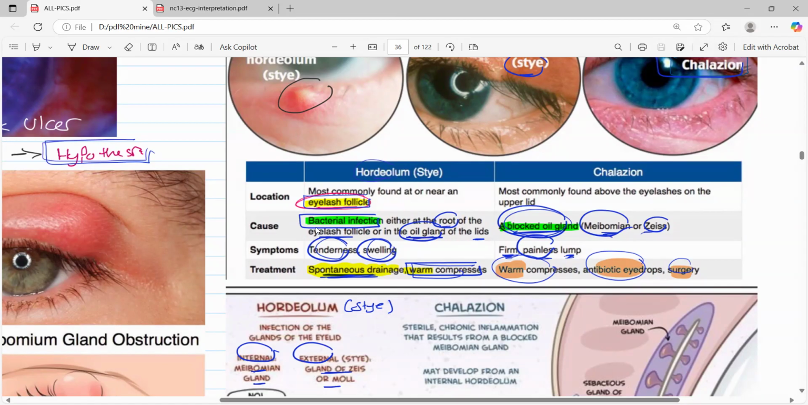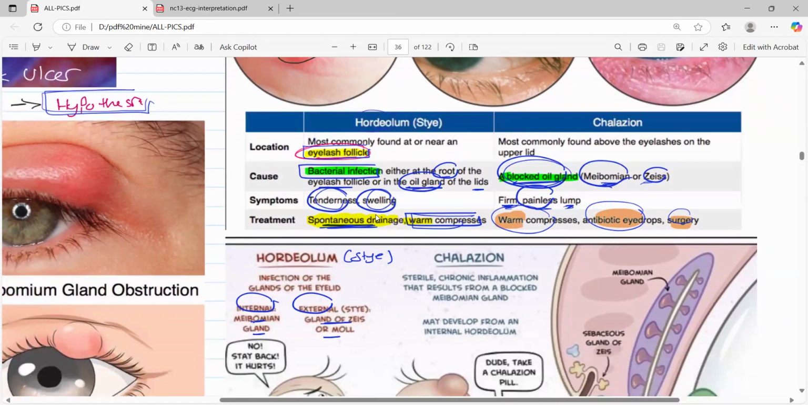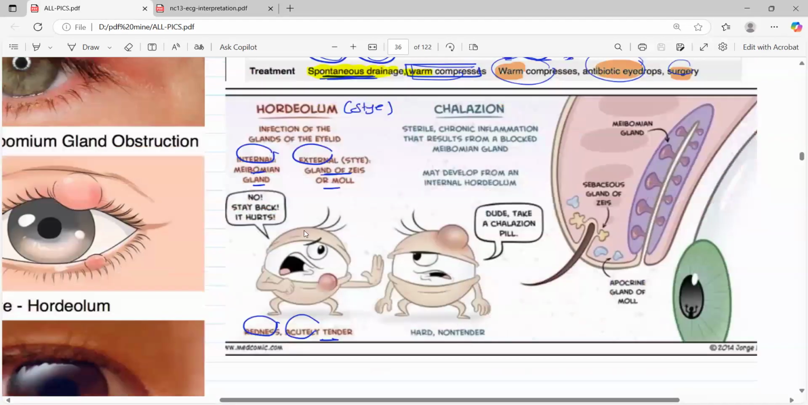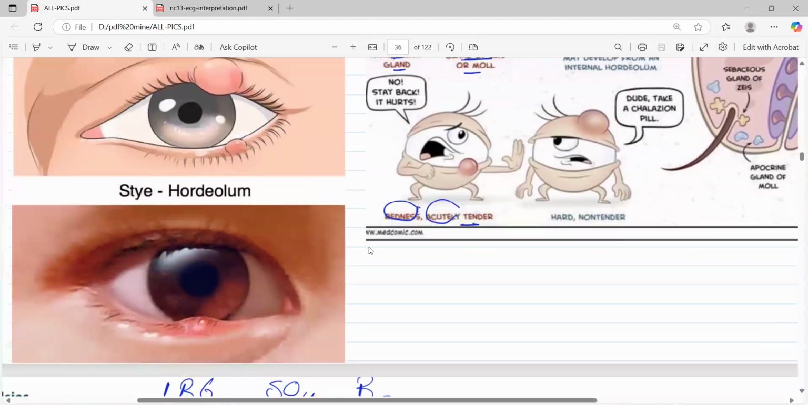Mainly, for a sty there is a bacterial infection. For a chalazion, there is a blocked oil duct. In this one, there is tenderness and swelling. In this one, this is a painless lump. And for the sty, you do spontaneous puncture or warm compress. In the chalazion, we do warm compression and give antibiotics. Although for the sty, we also give antibiotics. You can see this is at the edge and this is away from the edge. That's the main difference.